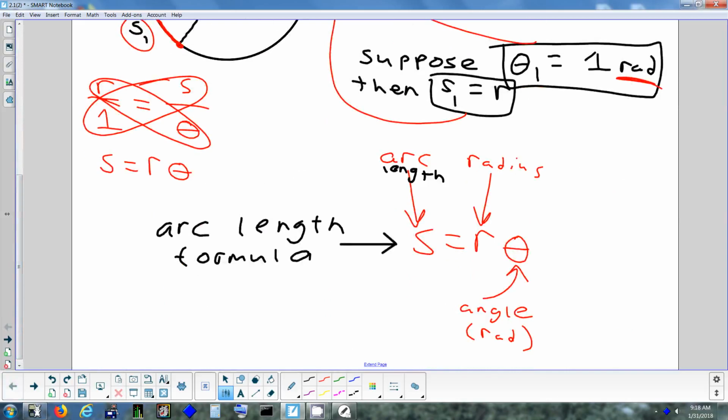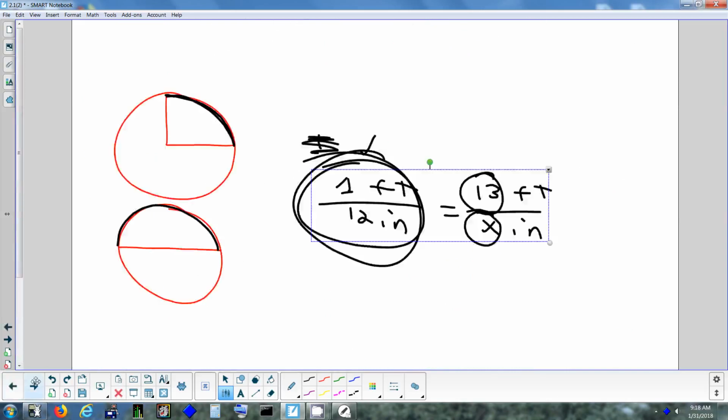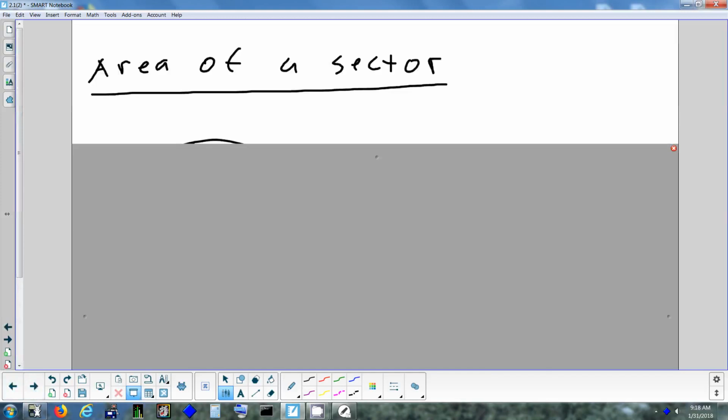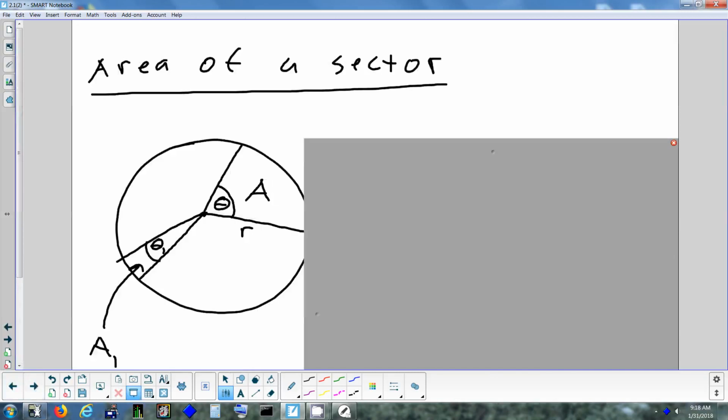R is your radius, and theta is your angle. Okay. So the second thing we're going to look at is how we can find not the length of an arc, but how we can find the area of a sector. A very simple way to think of a sector, it's like a piece of pizza. It's got 2 edges that are straight, and the top edge is curved. Okay, that's a sector. So it's not quite like a triangle because the third side is an arc. It's not a line segment.